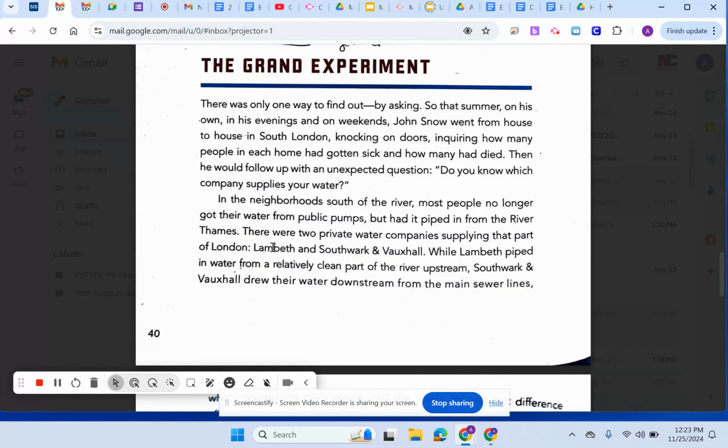The next section is called The Grand Experiment, at the bottom of page 40. There was only one way to find out, by asking. So that summer, on his own, in his evenings and on weekends, John Snow went from house to house in South London, knocking on doors, inquiring how many people in each home had gotten sick and how many had died. Then he would follow up with an unexpected question. Do you know which company supplies your water?